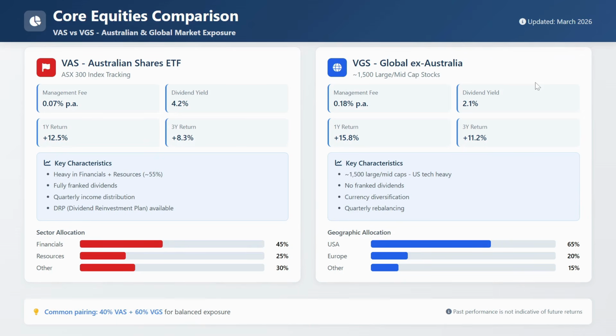VGS covers global shares excluding Australia. Over 1,500 companies, mostly US tech. Apple, Nvidia, Microsoft. No franking credits, but you get currency diversification. A classic starter portfolio is 40% VAS and 60% VGS. Simple, cheap, and globally diversified.